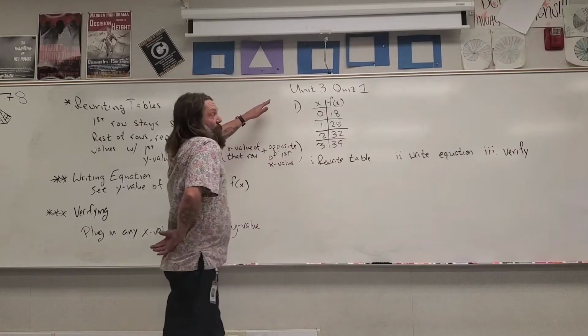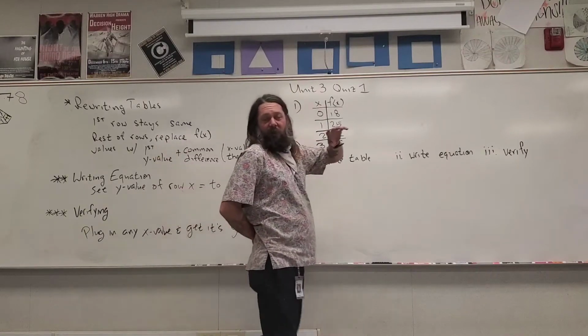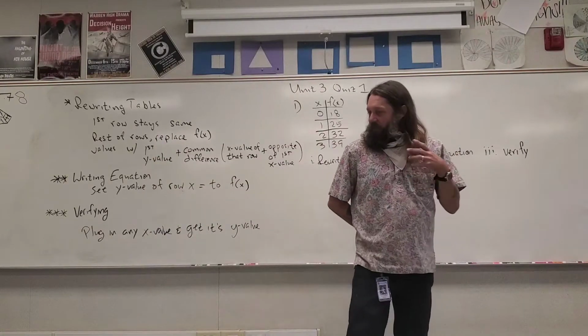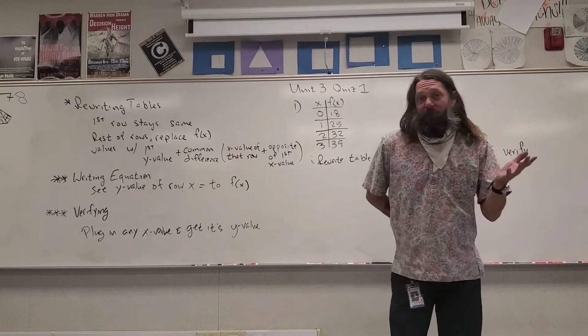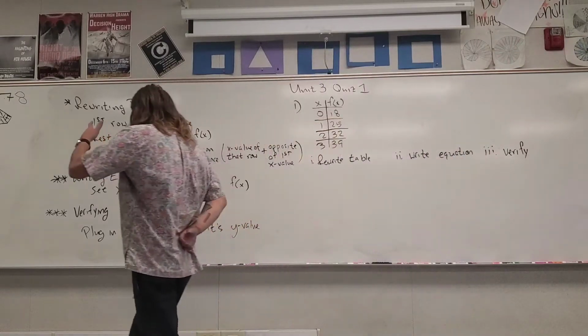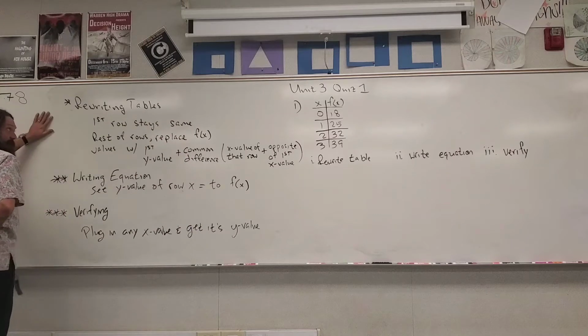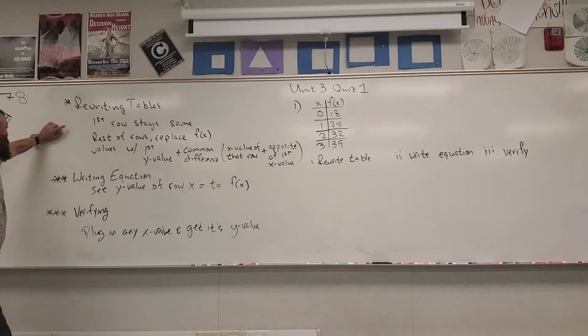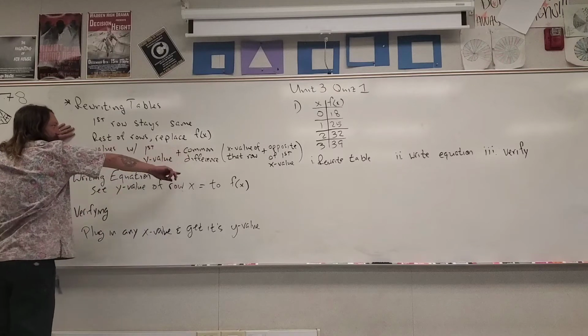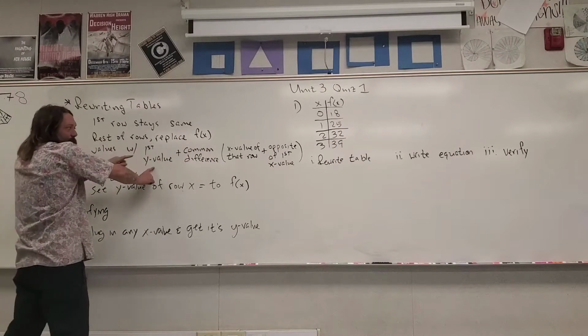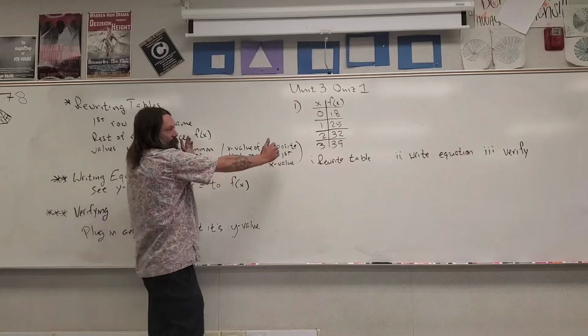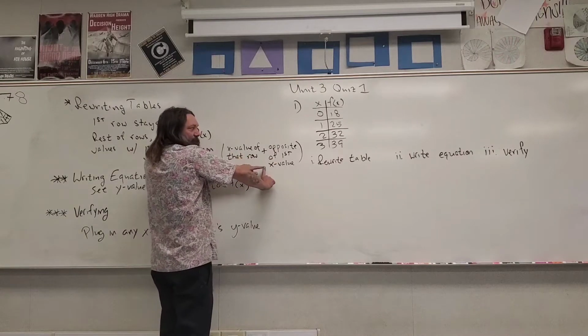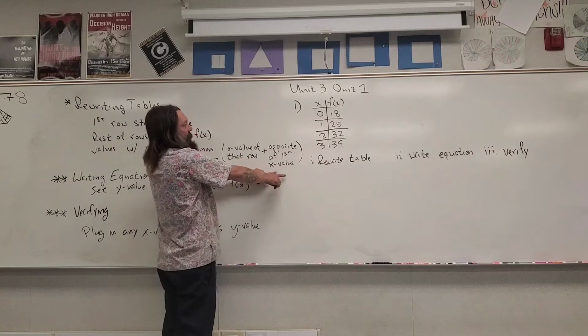This is a review for Unit 3, Quiz 1. I'm going to work through a retake I offered, and I just want to go through what I'm looking for. Okay? I'm looking for three things. I want to see that you can rewrite the table. The first row stays the same. The rest of the rows, we replace f of x values with the first y value plus the common difference, parentheses, the x value of that row plus the opposite of the first x value.